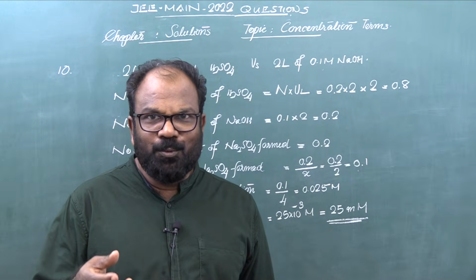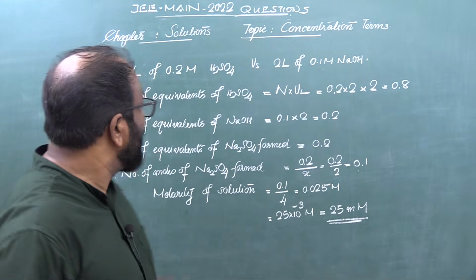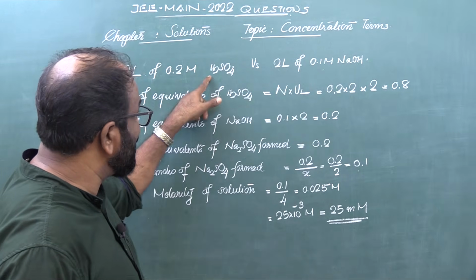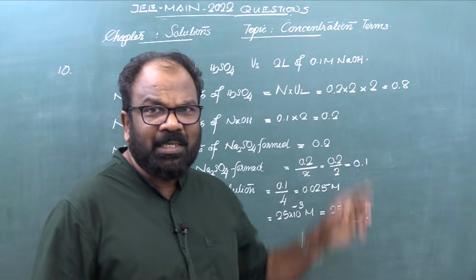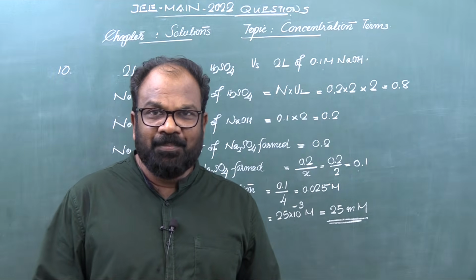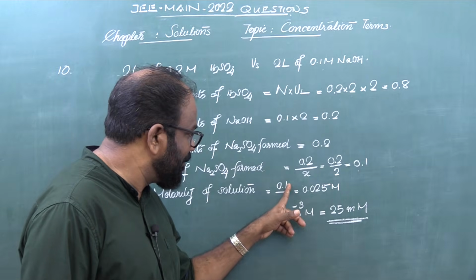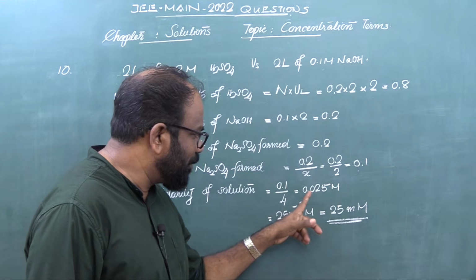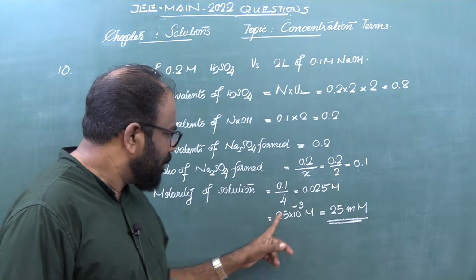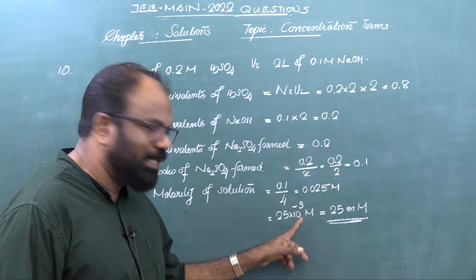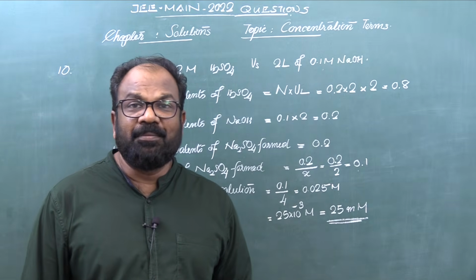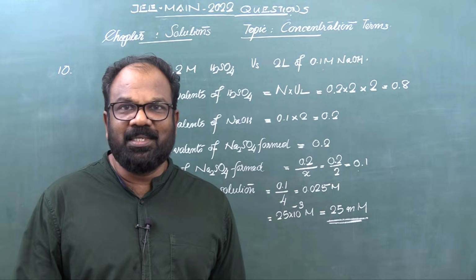Now the volume of solution becomes 4 liters because we are mixing 2 liters of sulfuric acid and 2 liters of NaOH. Thus the total volume becomes 4 liters. Therefore, molarity of sodium sulfate solution is equal to number of moles divided by volume in liter, that is equal to 0.025 molar, that is equal to 25 into 10 raised to minus 3 molar, that is 25 millimolar. So here the answer is 25.